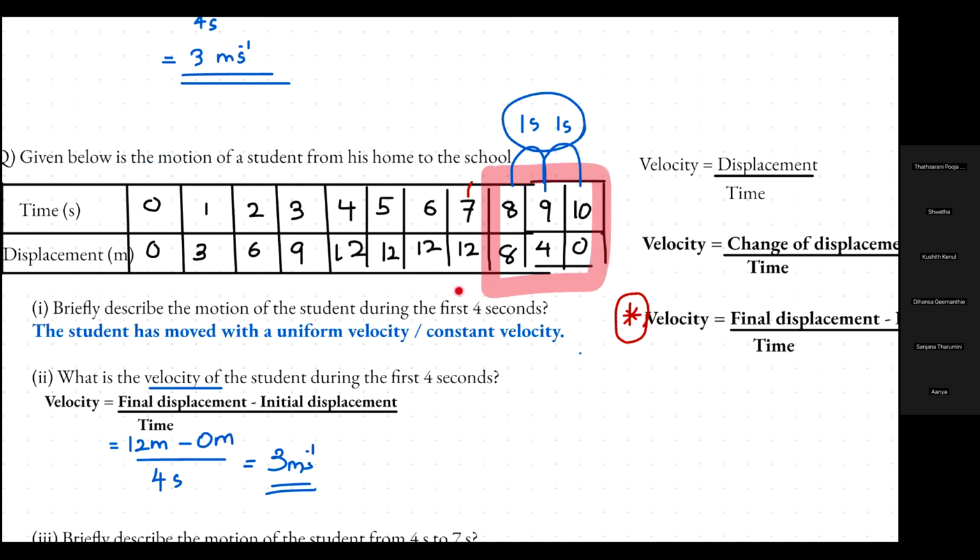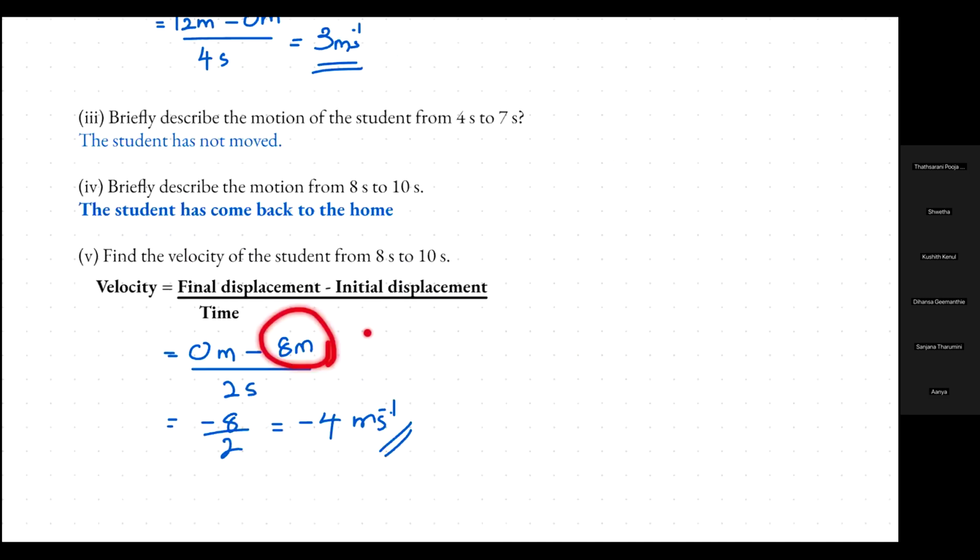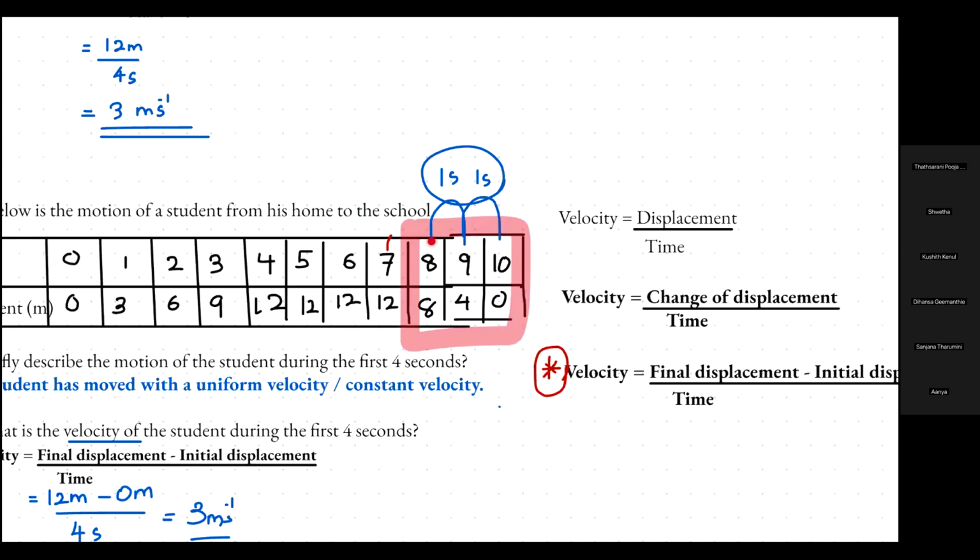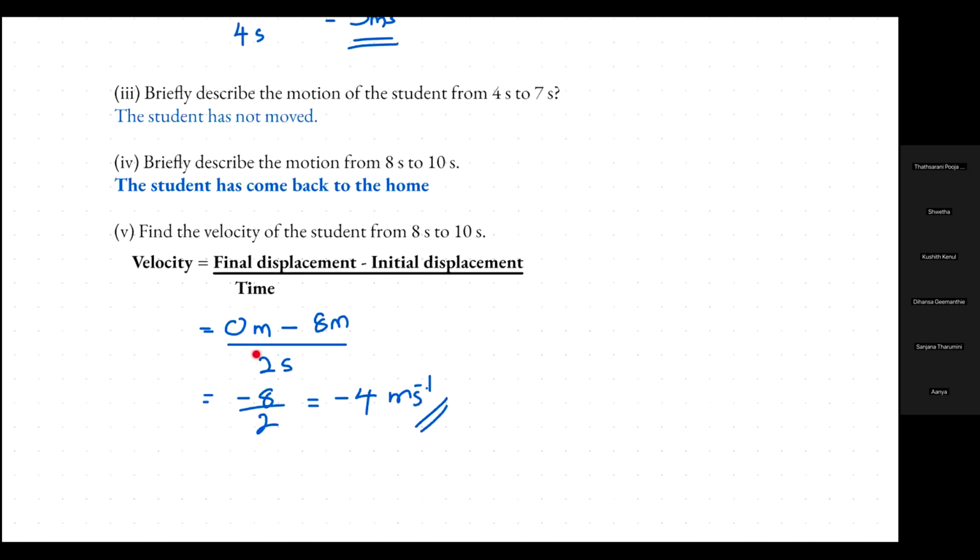In this particular part, the starting displacement is 8 meters. So initial displacement is 8 meters, divided by the time. Total time taken is 8 second to 9 second, that is 1 second, and 9 second to 10 second, 1 second. So altogether 2 seconds. Then 0 minus 8 is minus 8, right? Minus 8 divided by 2 is minus 4 ms minus 1.